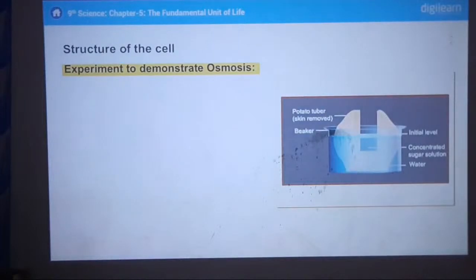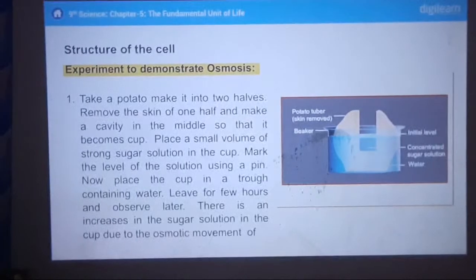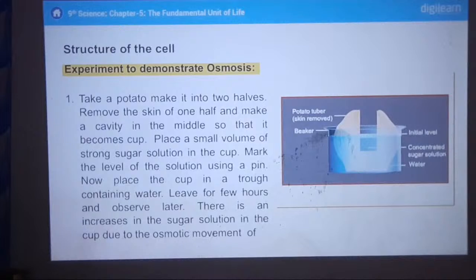Experiment to demonstrate osmosis. Take a potato, and cut it into two halves. Remove the skin of one half and make a cavity in the middle so that it becomes a cup. Place a small volume of strong sugar solution in the cup. Mark the level of the solution using a pin. Now, place the cup in a trough containing water. Leave for a few hours and observe later.